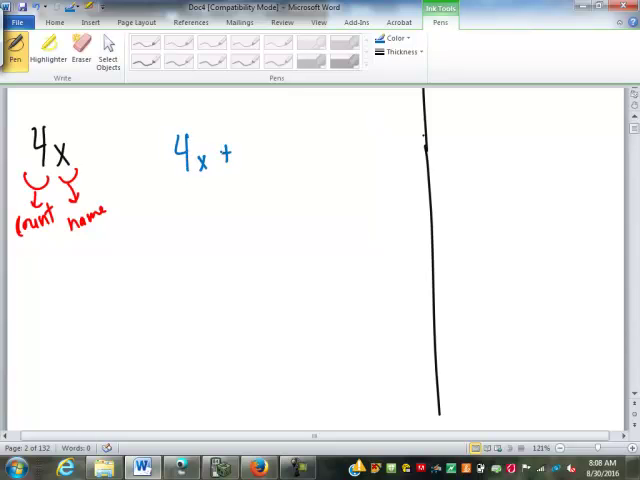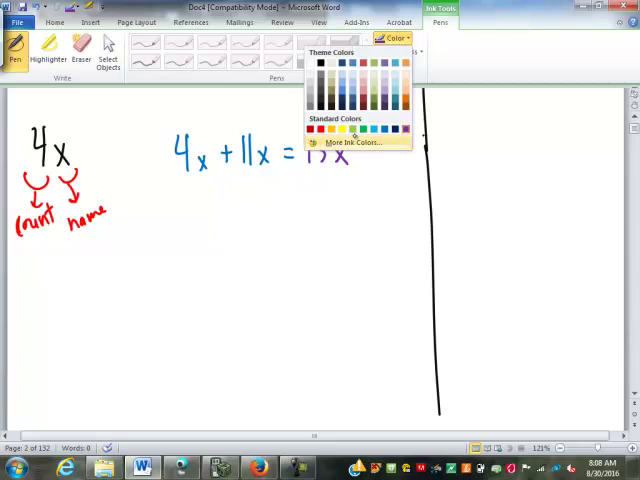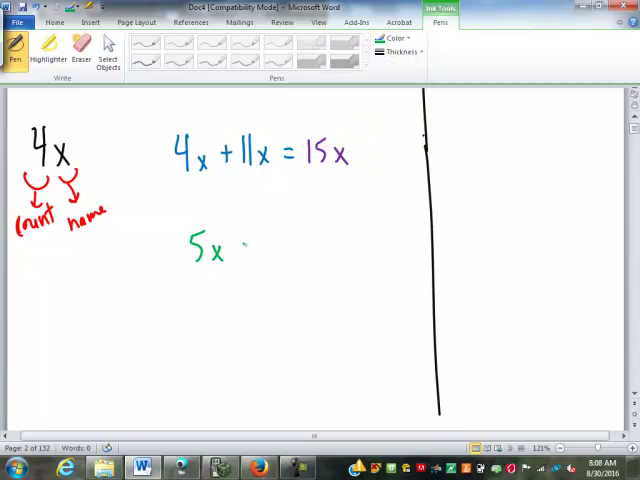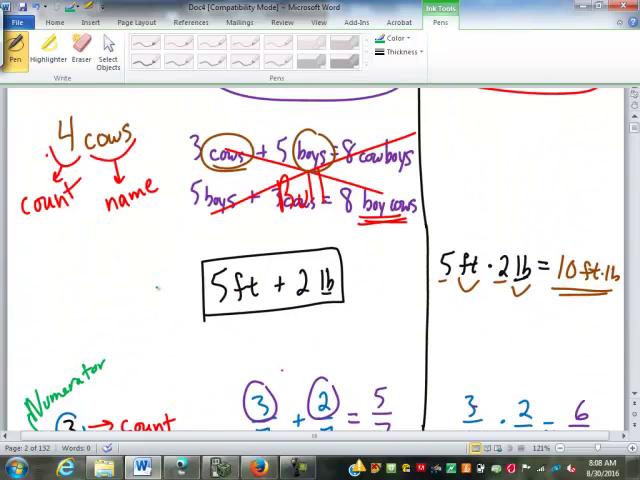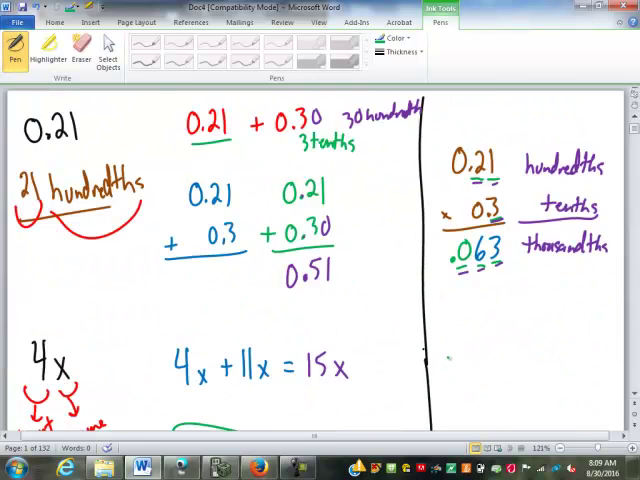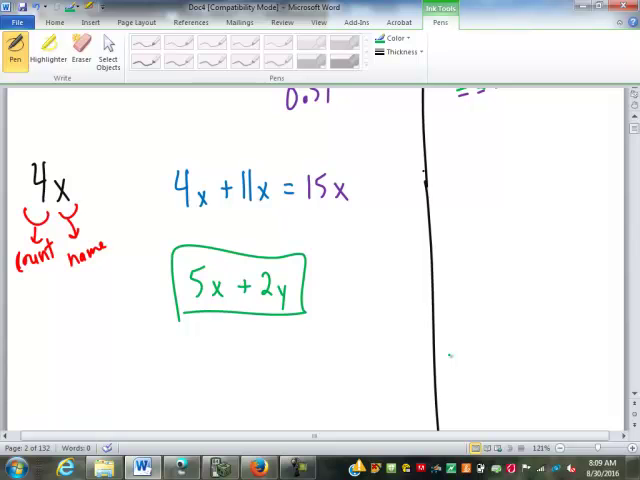If I had 4x plus 11x, I'm going to combine the counts. 4 plus 11 is 15, and I'm going to keep the same name of x. What if I had 5x plus 2y? What do I get? Yeah, I get 5x plus 2y. Just like 5 feet and 2 pounds, I could not add or subtract them because they have different names. It just stayed 5 feet and 2 pounds. Same here. x and y are different names, so it just stays 5x plus 2y.